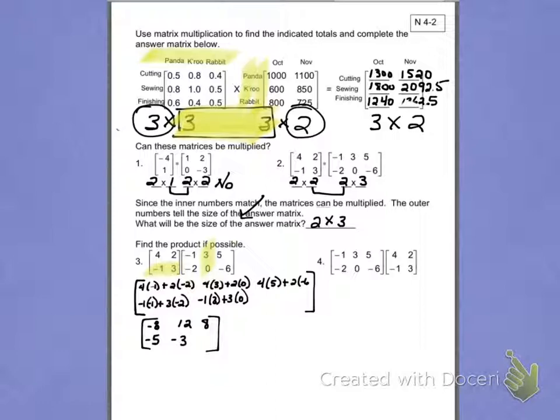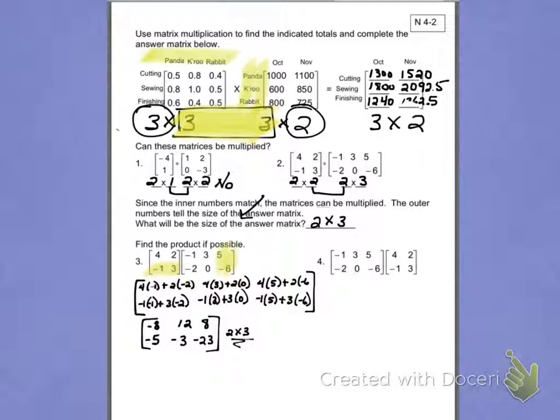And for our last spot then, we're going to multiply that second row by the third column. And so what we'll end up with is negative 1 times 5 plus 3 times negative 6, which is negative 5 plus negative 18, which ends up being negative 23. And then that's our answer matrix. And it should have been 2 by 3 dimensions, and we notice that it is, in fact, 2 by 3.